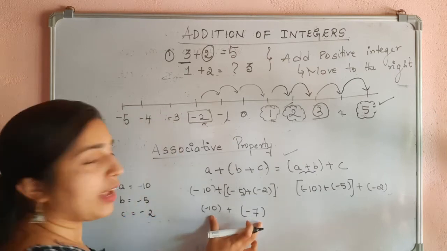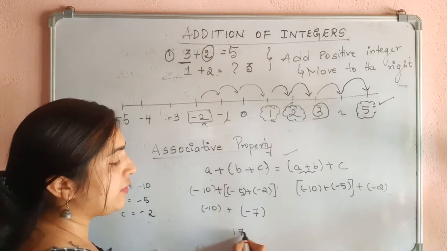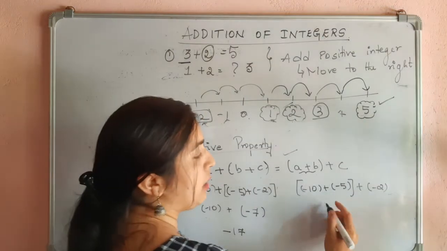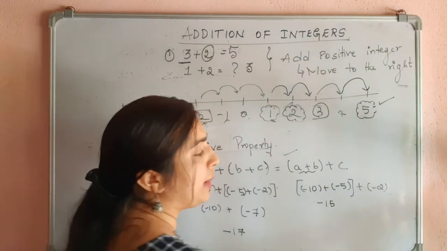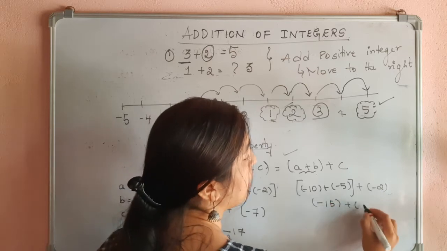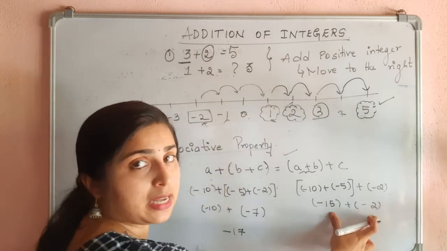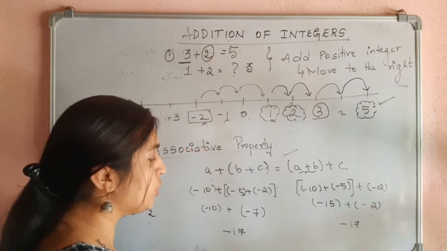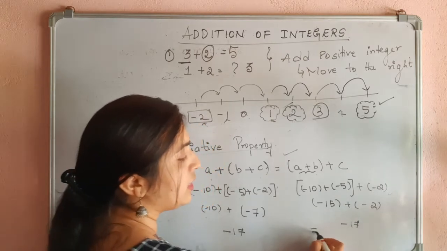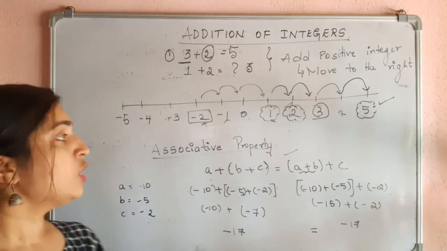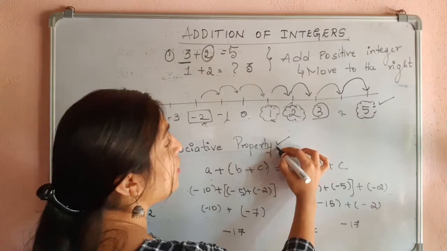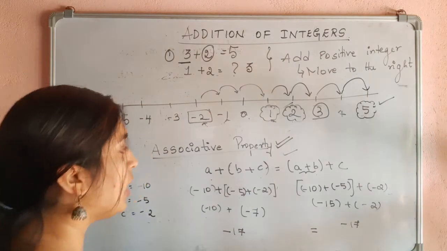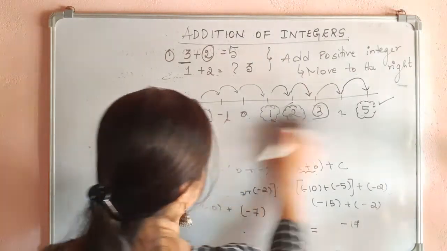Now again same sign: 10 plus 7 is 17, so minus 17. On the RHS, these also have the same signs: minus 15 plus minus 2. Again same signs, so 15 plus 2 is 17. Place the sign common to the integers. So minus 17 is equal to minus 17. So we can say that addition is associative for integers.